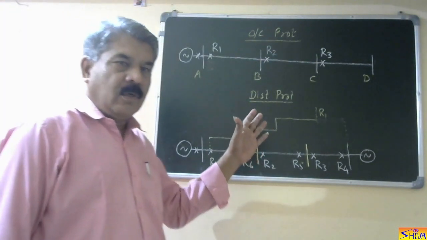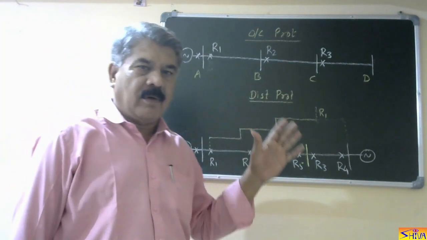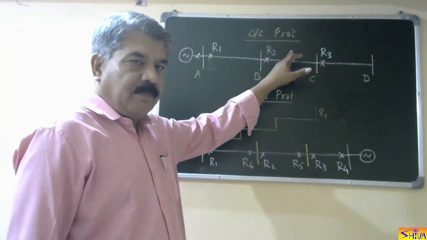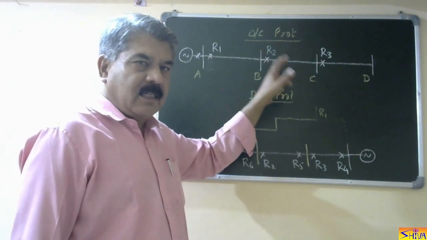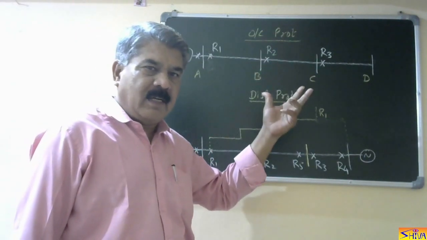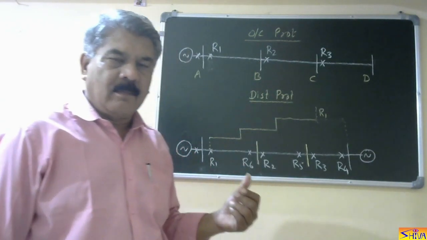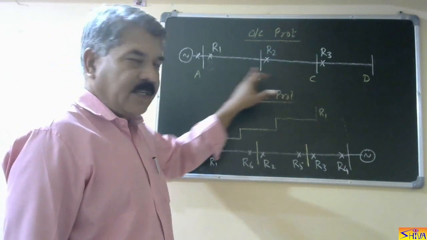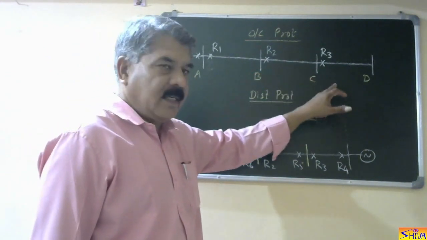Here I have shown two different protection schemes for transmission line and distribution line. The overcurrent protection scheme is used for low voltage lines, that is distribution lines. I have already explained the protection of distribution lines by overcurrent relays. So here I have shown three line sections, AB, BC and CD.